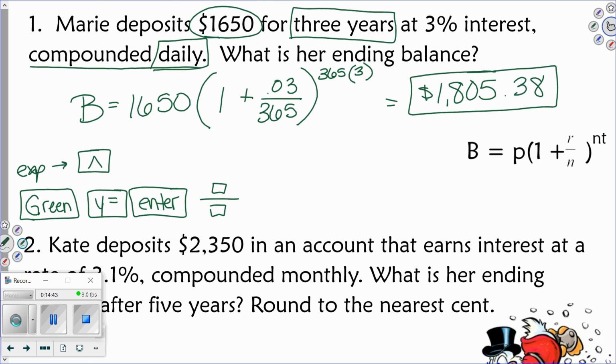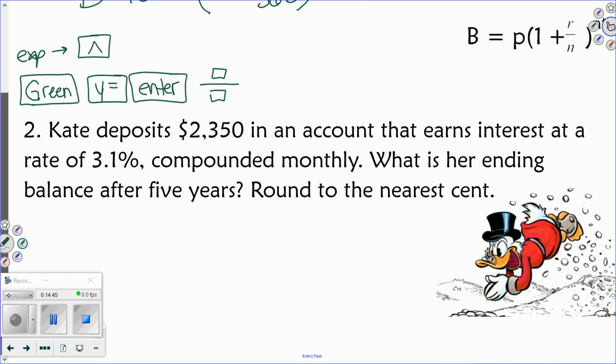All right, guys, let's take a look then at number 2. Kate deposits $2,350 in an account that earns interest at a rate of 3.1% compounded monthly. Again, you've got to notice these key words. Once I have 6 formulas, you have to tell which one's which. So that's the hardest part of that. What is her ending balance after 5 years? Round to the nearest cent.